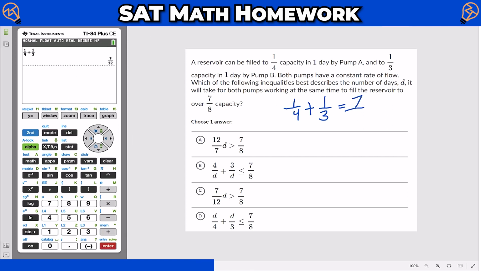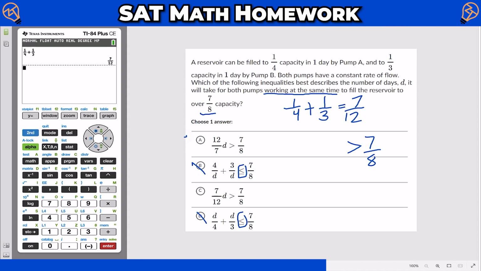So let's always be clear, once we do a calculation, what we just found. So 7/12 is the fraction of the reservoir that can be filled in one day if they were working together. So if they're working together, at the same time, to fill the reservoir after D days to over 7/8 capacity, well, over 7/8 capacity we know for sure means greater than 7/8. So I could eliminate this option and this option here.